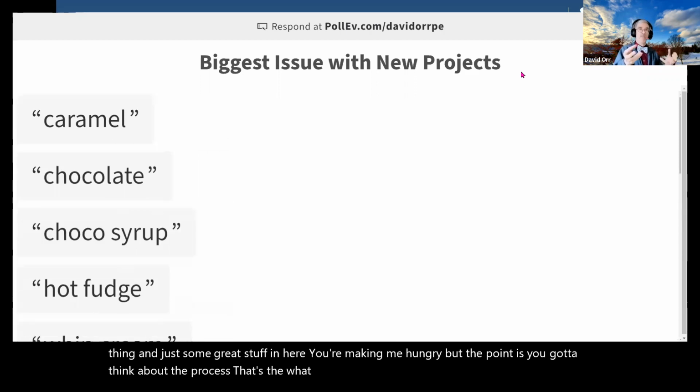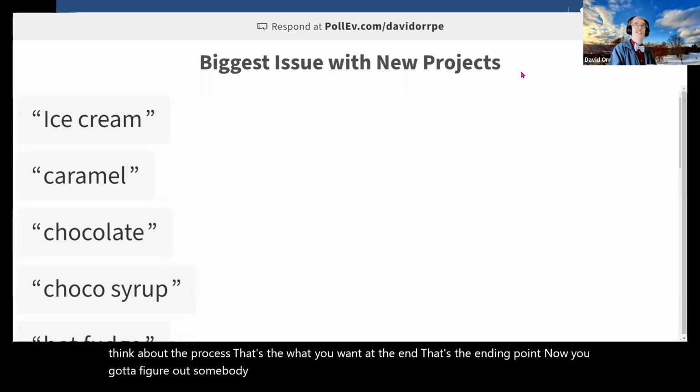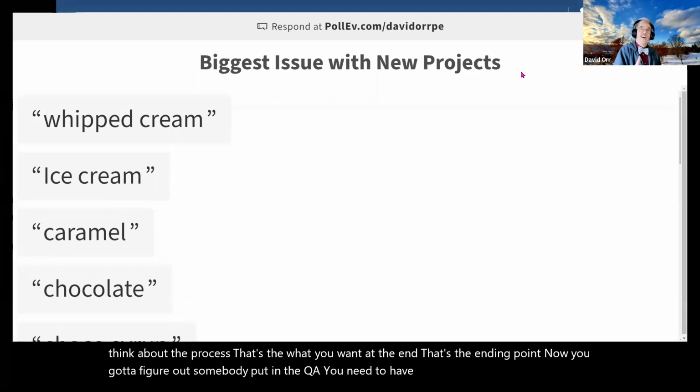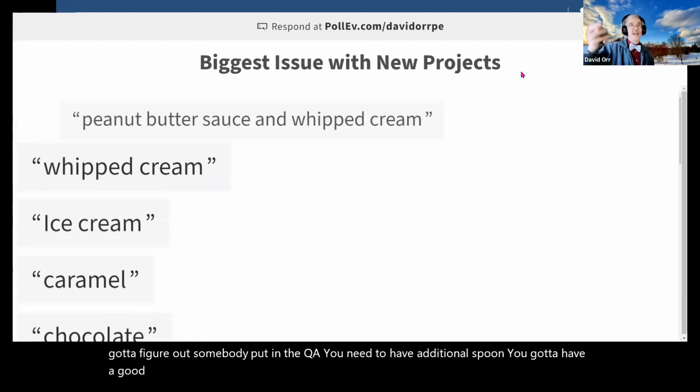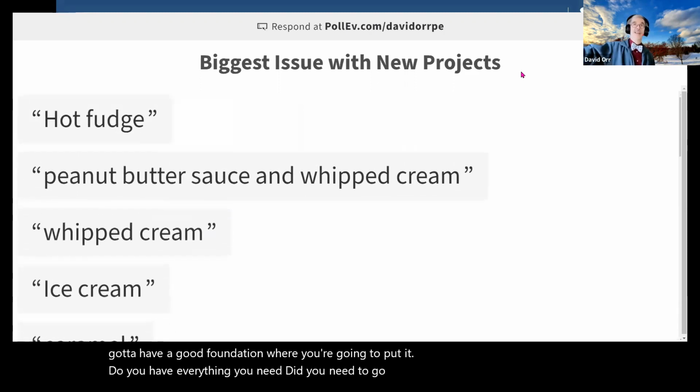That's the ending point. Now you got to figure out, somebody put in the Q&A, you need to have a dish and a spoon. You got to have a good foundation. Where are you going to put it? Do you have everything you need? Did you need to go get something from the grocery store? That's the planning and scoping process.